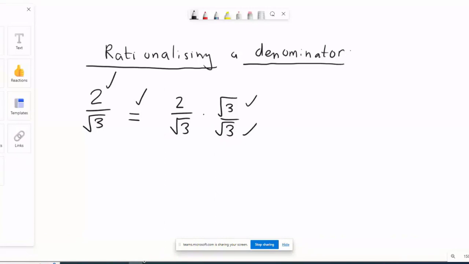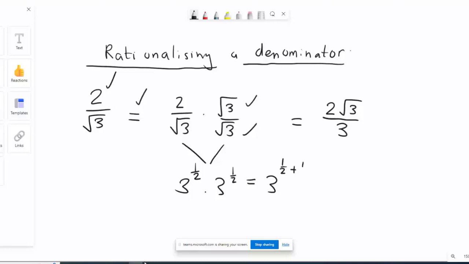Okay? Right. So on top, what do we have there? 2 root 3. And on the bottom, square root of 3 times 3 to the half in exponential form, right? The bases are the same, so you add the exponents, which gives just 3. Can you see that, guys?